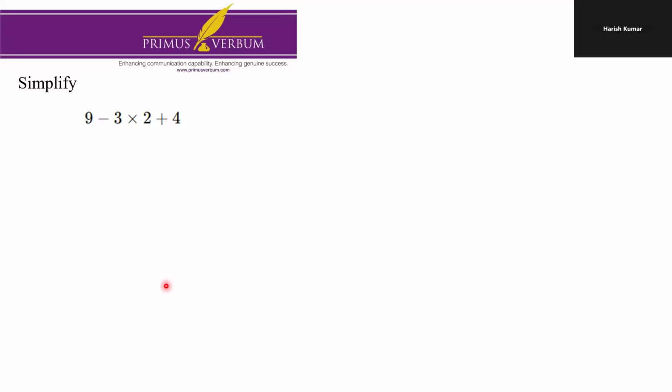Hi students, let's have a look at this problem. Simplify 9 minus 3 into 2 plus 4. So we have this arithmetic expression here, 9 minus 3 into 2 plus 4.